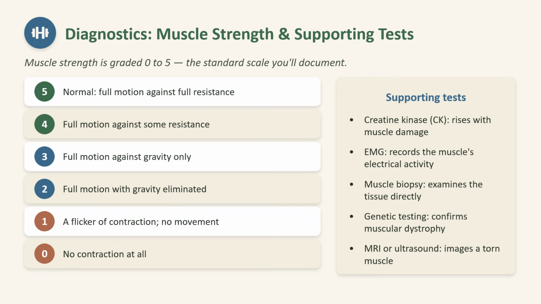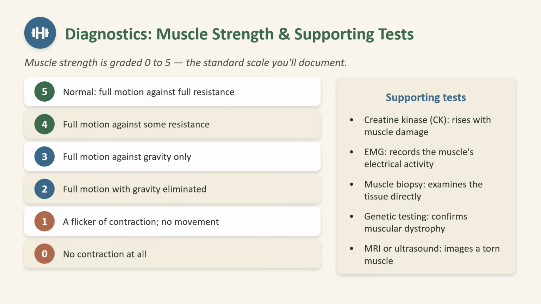2 is full motion only when gravity is eliminated, meaning they can slide the limb sideways along the table, but not lift it. 1 is a flicker of contraction you can see or feel, with no actual movement. And 0 is no contraction at all. The logic is a staircase. Can they move at all? If not, feel for a twitch, 0 or 1. Can they move it against gravity? That's 3 or better. Then add resistance to separate 4 from 5. Grade the affected side and the unaffected side and record both.